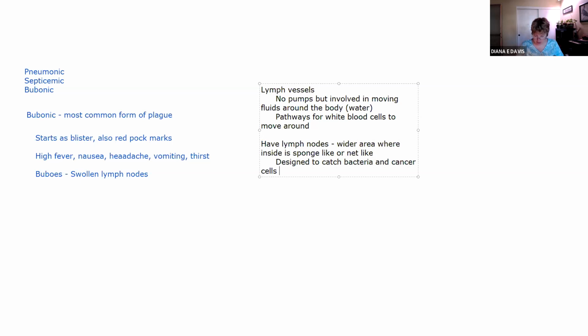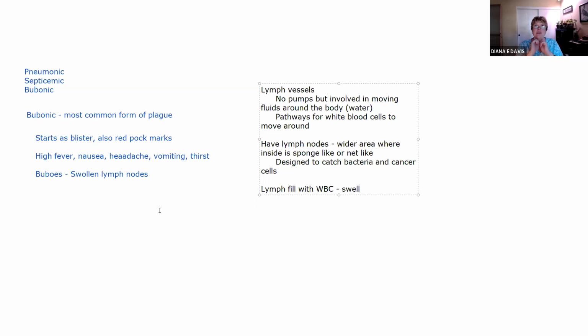The lymph nodes then fill with white blood cells who are attacking the bacteria or attacking the cancer cells, and they swell. So with buboes, they're larger than the typical ones.